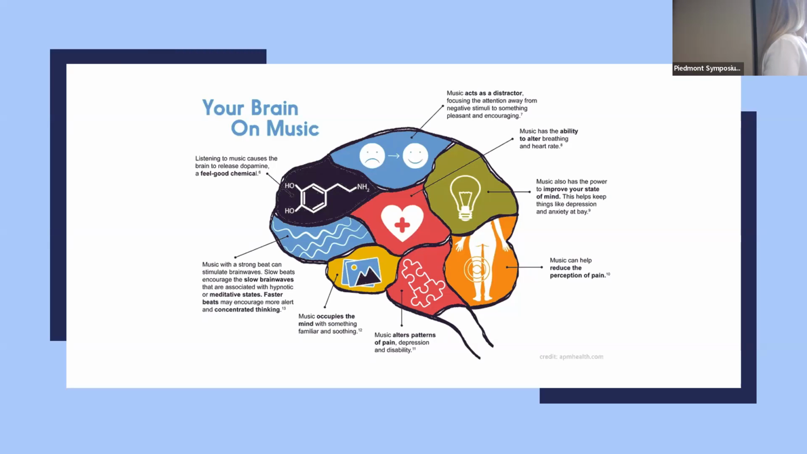This helps keep things like depression and anxiety at bay. Music can help reduce the perception of pain, which is again so important when intubated. Music can alter the patterns of pain, depression, and disability. Music occupies the mind with something familiar and soothing, and music with a strong beat can stimulate brain waves. Slow beats encourage the slow brain waves that are associated with hypnotic or meditative states, and faster beats can encourage more alert and concentrated thinking.